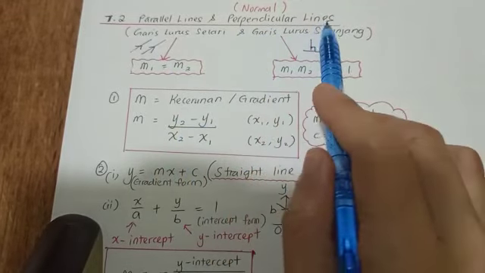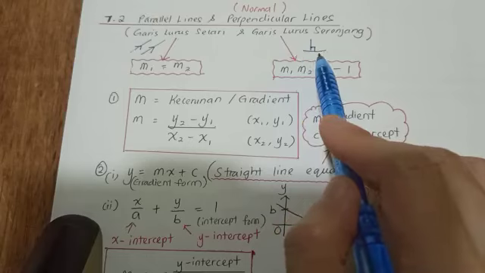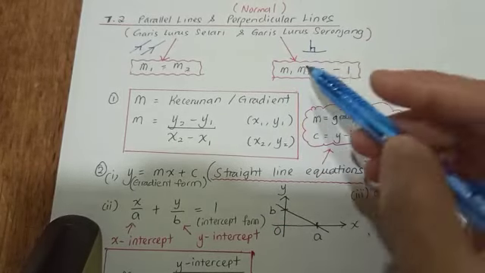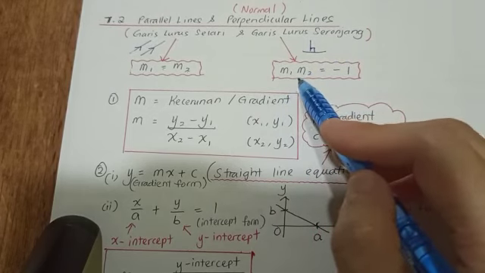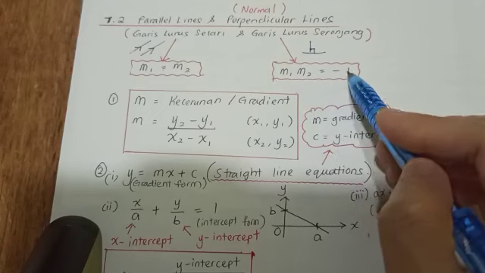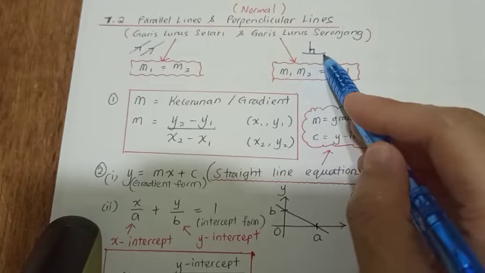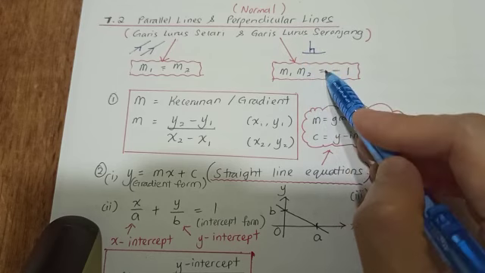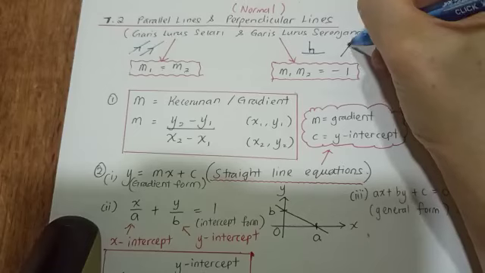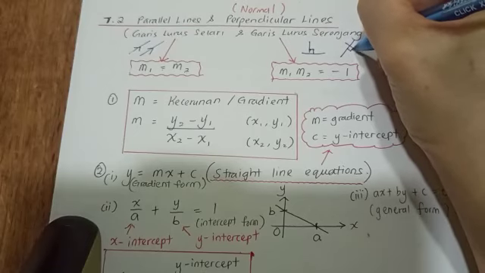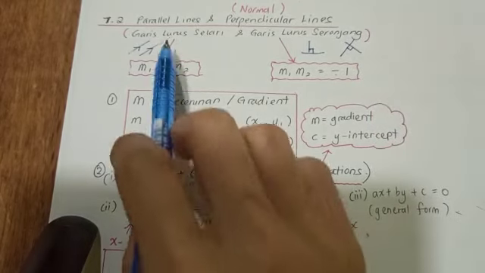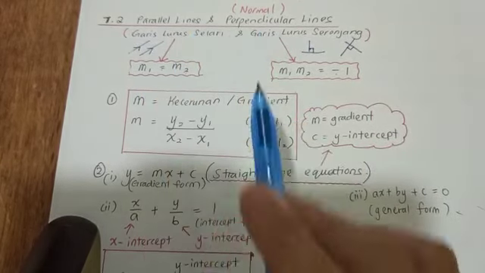However, for perpendicular lines, since they are normal to each other, they will make 90 degree to each other. That's why the product of these two gradients will get -1. The first gradient multiplied with the second gradient equals to -1. It can be also like this. This is the first gradient, this is the second gradient. As long as they make 90 degree, they will equal to -1. Okay, so this is the difference between parallel lines and perpendicular lines.